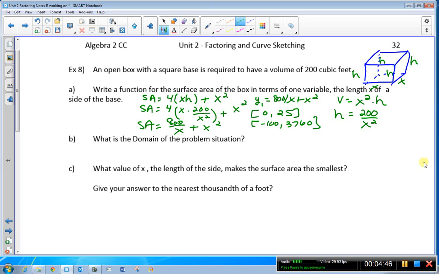Okay, so then what is the domain of the problem situation? Well, it looks like x is greater than 0 because it kept going on beyond 25 for my x max. And then what value of x, the length of the side, makes the surface area the smallest? So this is where I'm going to find the minimum. So I'm going to do second trace, min.